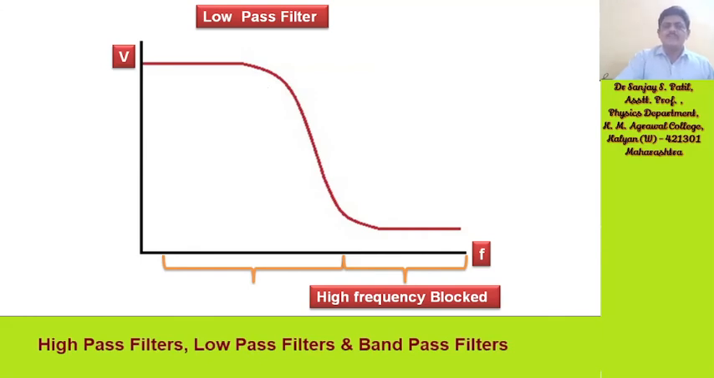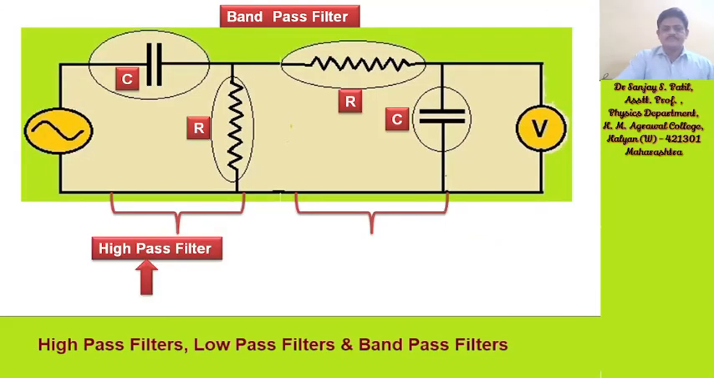A filter which will not allow high frequencies is called a low pass filter, which will allow only low frequencies to give output. Now the combination of both is the band pass filter. There are two filters, a high pass filter as well as a low pass filter, connected in this manner. This filter is connected with this filter and finally, as usual, we get voltage from this voltmeter.